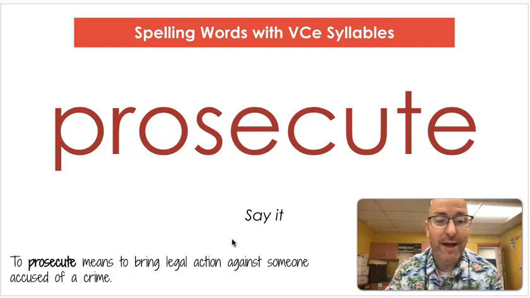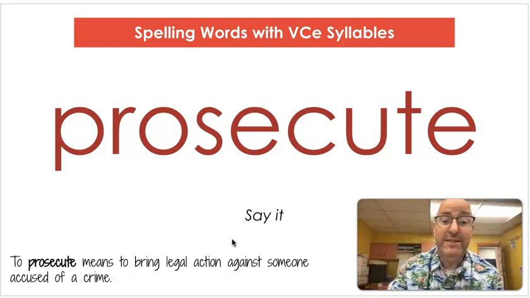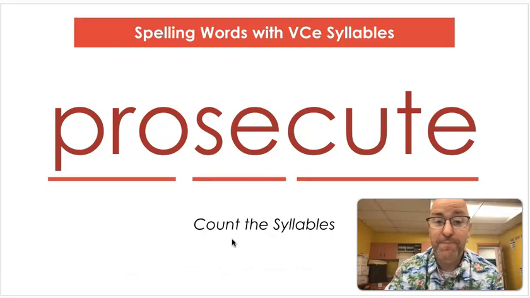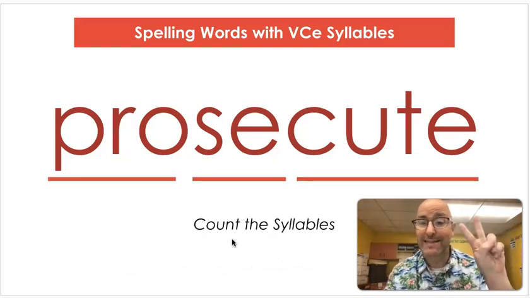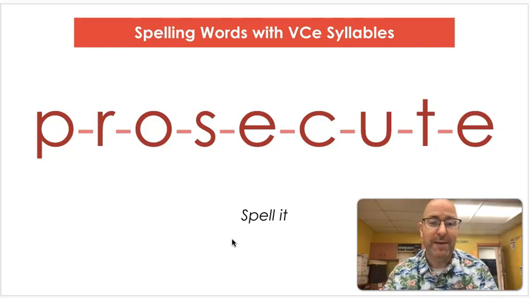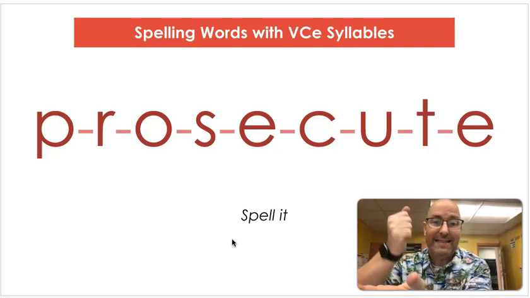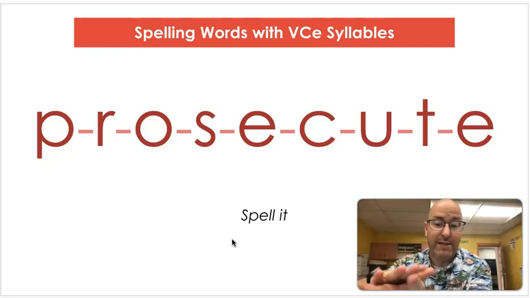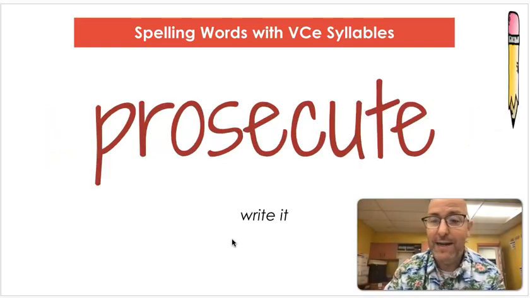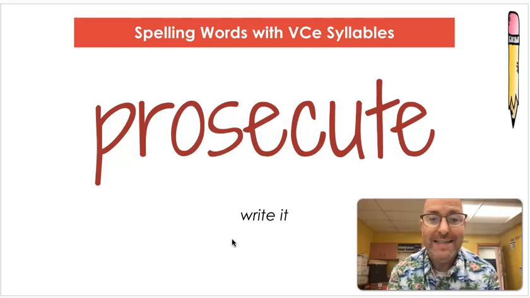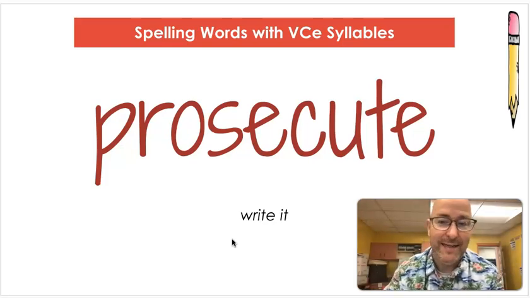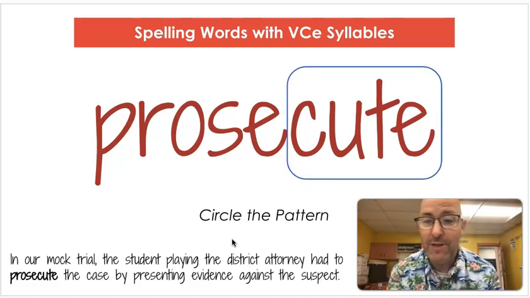The next word is prosecute. Say prosecute. To prosecute means to bring legal action against someone accused of a crime. Let's count the syllables. Prosecute. Let's spell it. P-R-O-S-E-C-U-T-E. Prosecute. Let's write it. P-R-O-S-E-C-U-T-E. Let's circle that last pattern. In our mock trial, the student playing the district attorney had to prosecute the case by presenting evidence against the suspect.